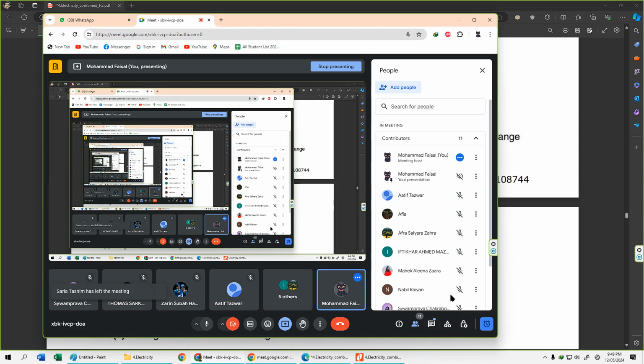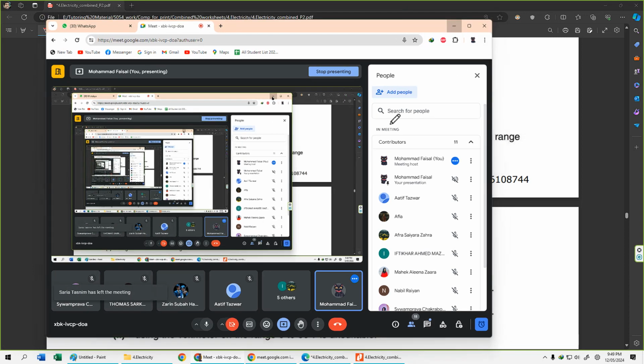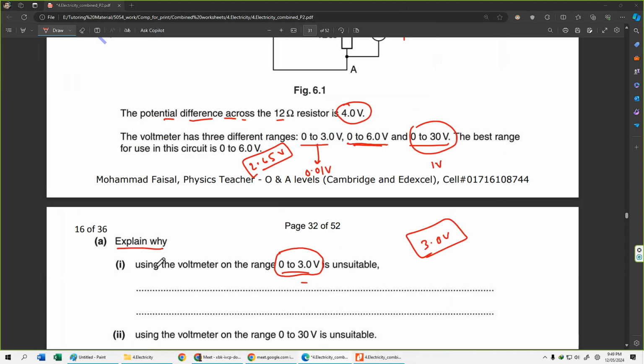The key idea that we are trying to elaborate here is explain why using the voltmeter on the range of 0 to 3 volt is unsuitable. The answer is pretty simple. It is because the measurable voltage is outside the range that this voltmeter can handle. বুঝা গেছে? That's one thing.